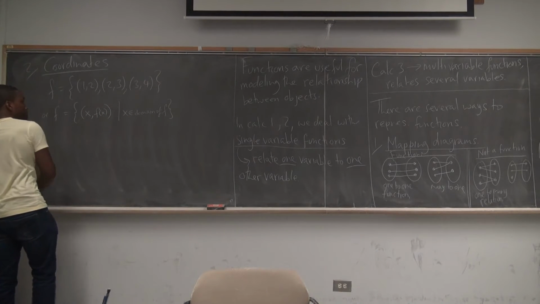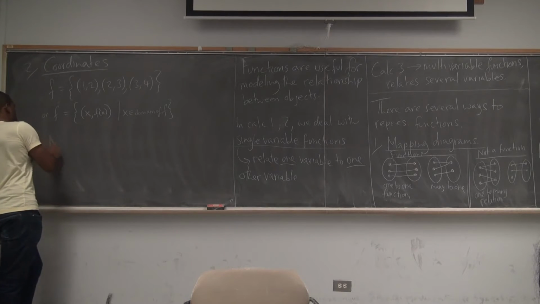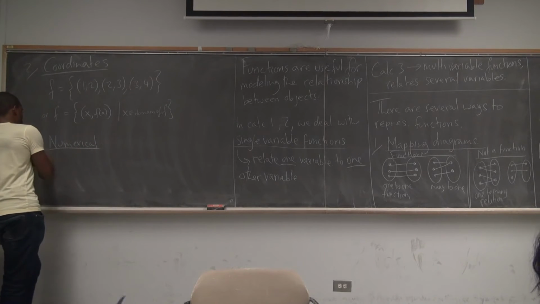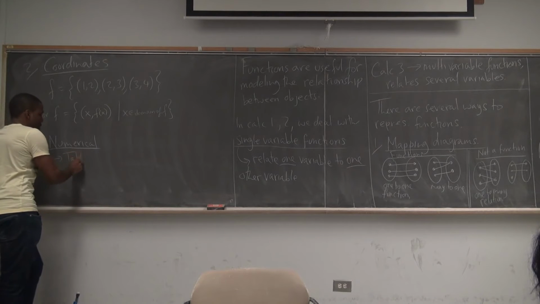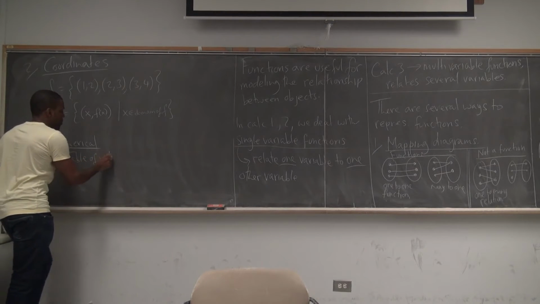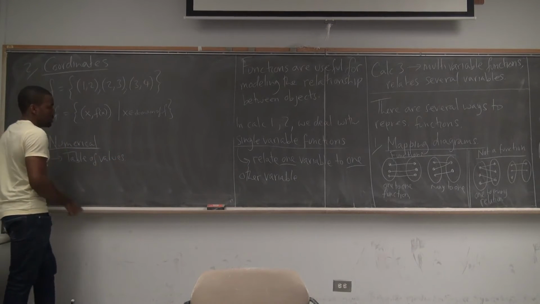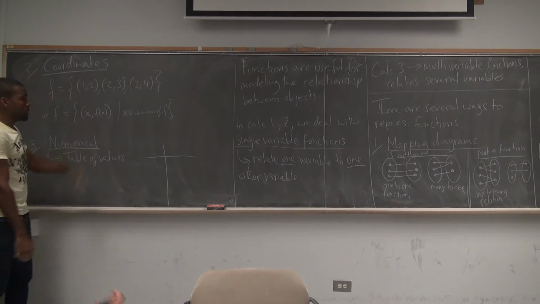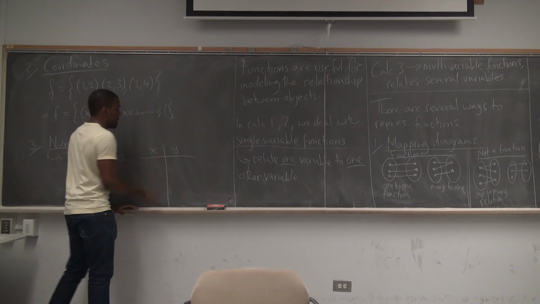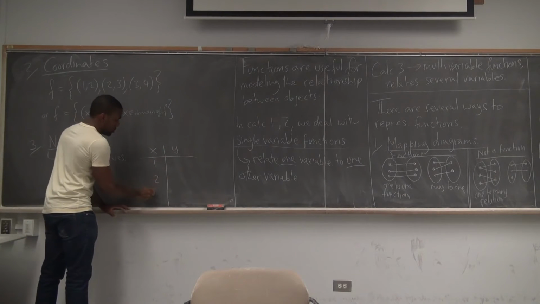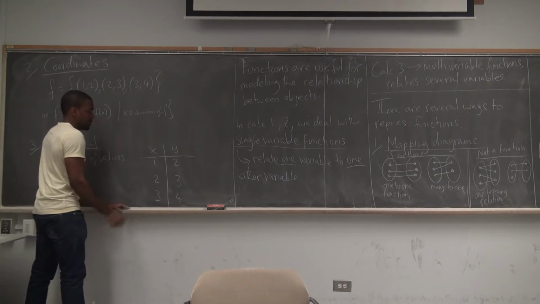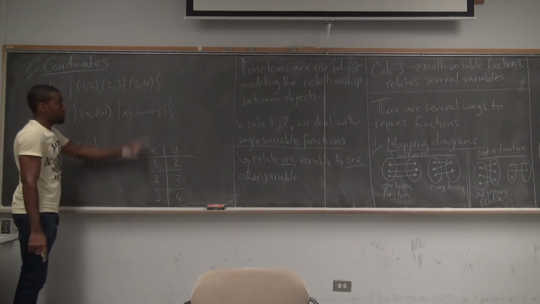Another way to represent it is a numerical representation. It basically means a table of values is one way to look at a function. So for example here, going with the above example, I can say x and y, and over here I can have 1, 2, 3, and over here would be 2, 3, 4. And this table of values is representing the same function.